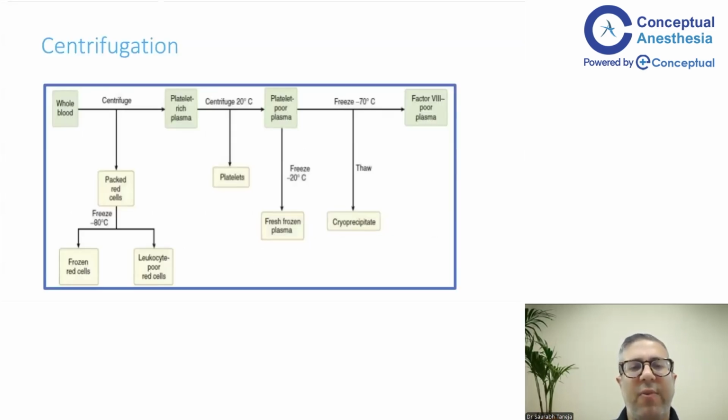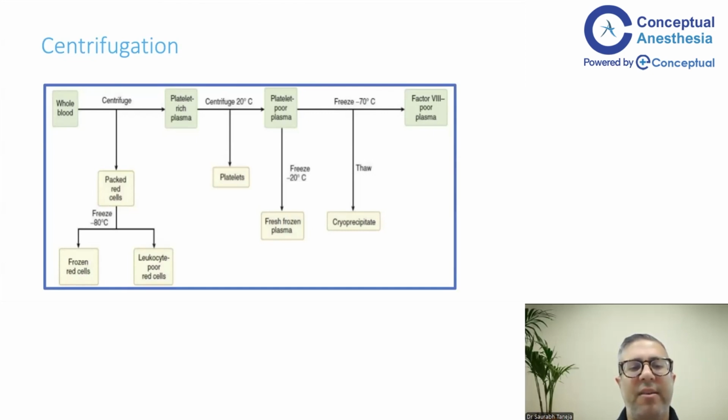Now this is centrifugation, if you can see. This is the other technique. In this, the whole blood is taken out. You donate the whole blood, and then during centrifugation, different components can be separated. You do a low centrifugation of the whole blood to separate the platelet rich plasma, which stays on the top, and the packed red blood cells, which are down below.